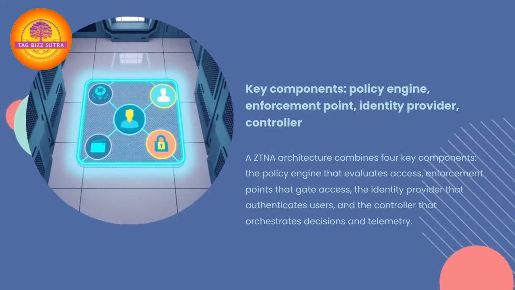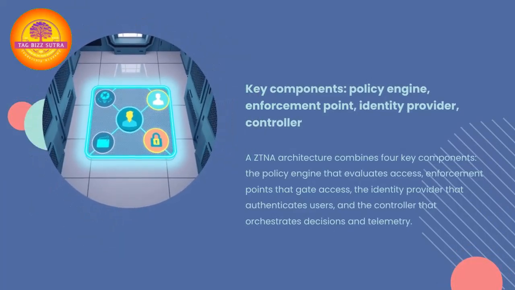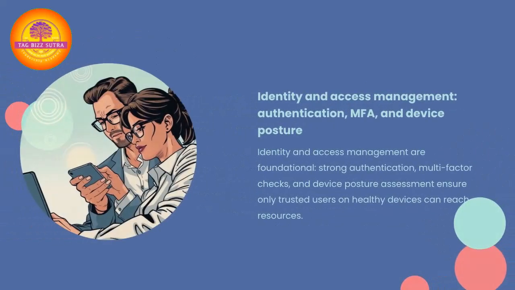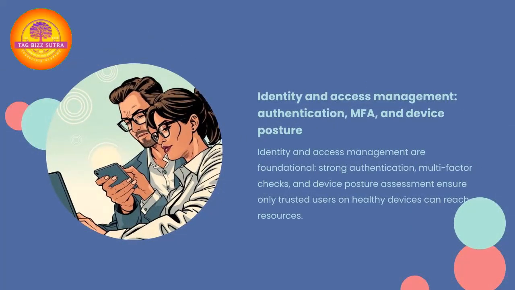A ZTNA architecture combines four key components: the policy engine that evaluates access, enforcement points that gate access, the identity provider that authenticates users, and the controller that orchestrates decisions and telemetry. Identity and access management are foundational. Strong authentication, multi-factor checks, and device posture assessment ensure only trusted users on healthy devices can reach resources.